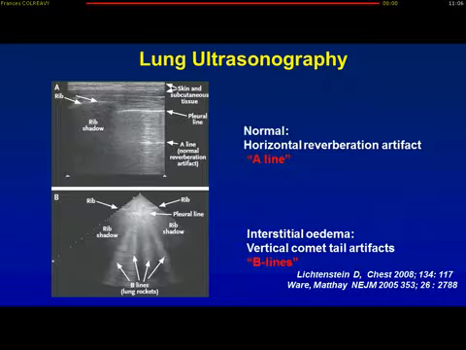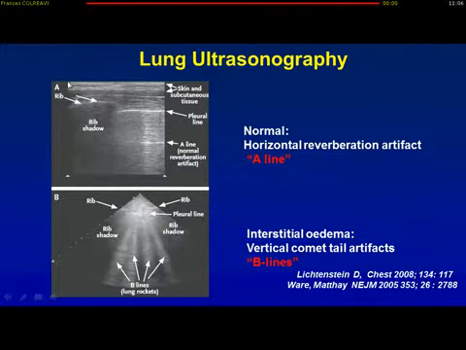Its use is not new. It's been around since the early noughties in critical care. And ironically, it's not a new phenomenon, it's a utilization of an artifact that's present on ultrasound that is useful for demonstrating the presence of edema in the lungs.